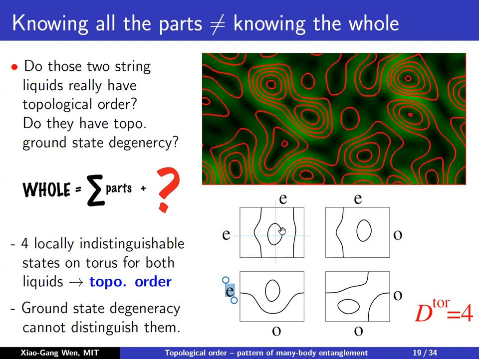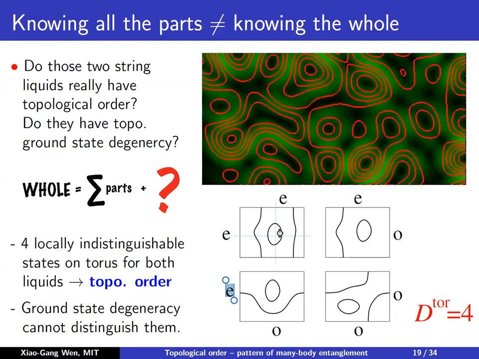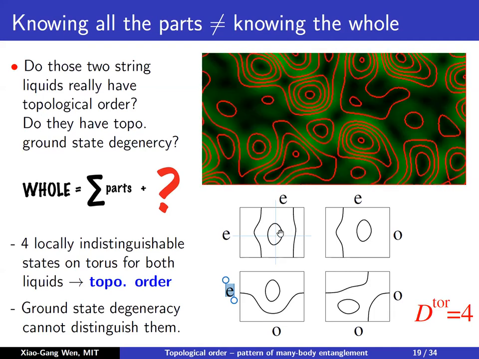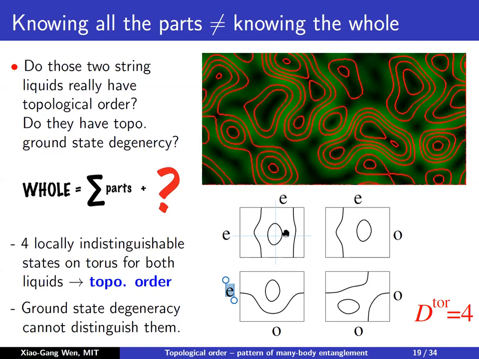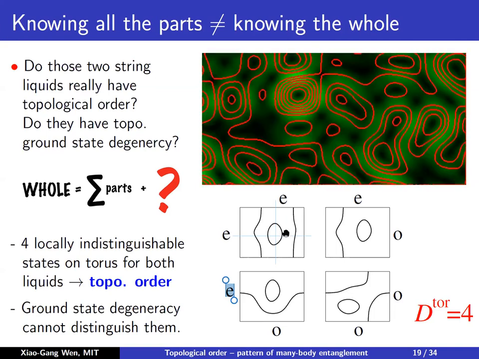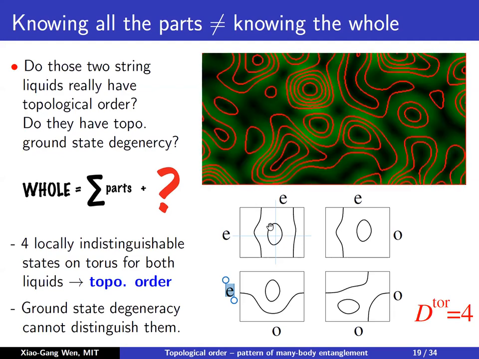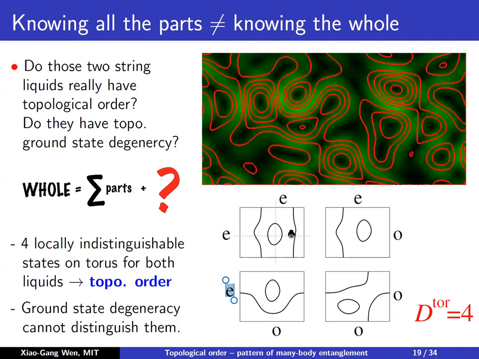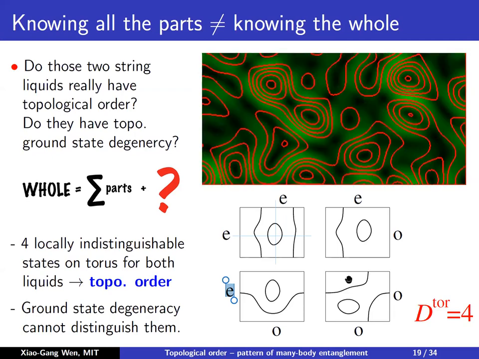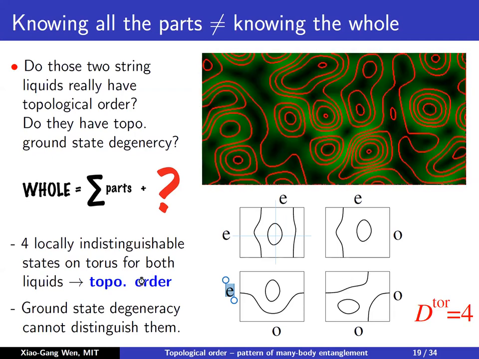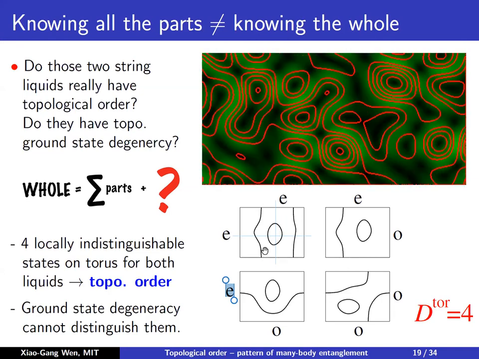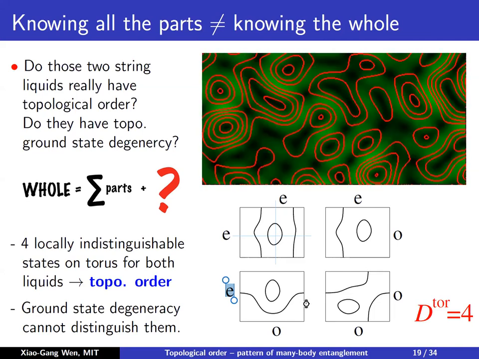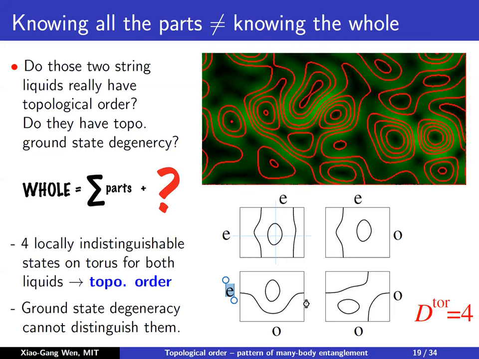However, locally, when you look at a small local region of a large torus, you just see a loop liquid. Locally, they have the same relation. They all look the same. You don't know whether a loop wraps around the system or not. So these four sectors are four different holes, but every path looks the same. So that's why we have a degeneracy. And these four states really give rise to a topological degeneracy. So these two string liquids we studied really have a topological order, because knowing every path, you still don't know the whole.